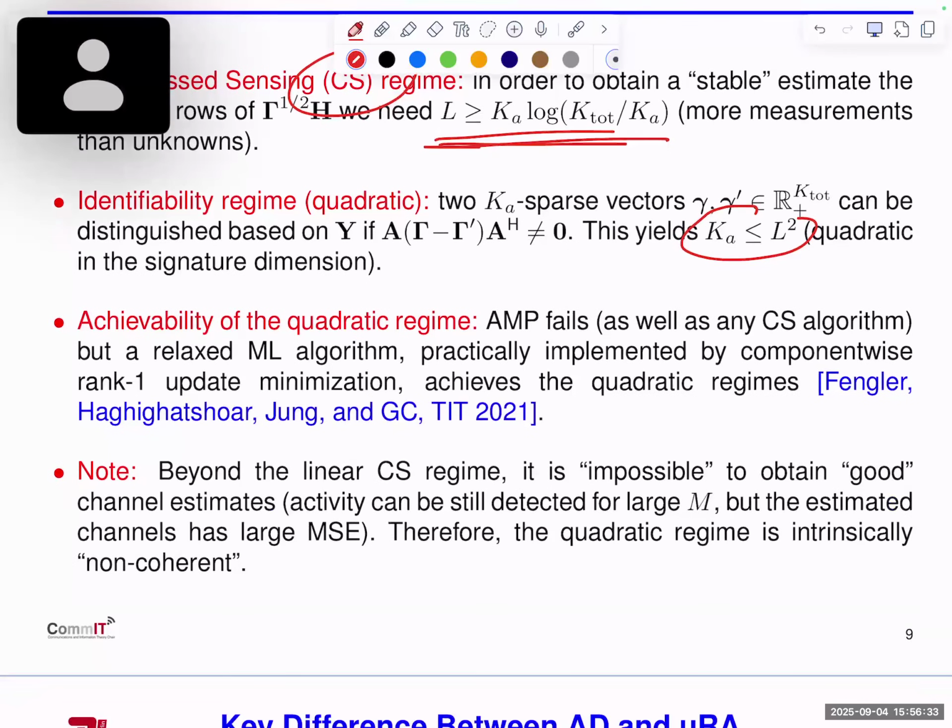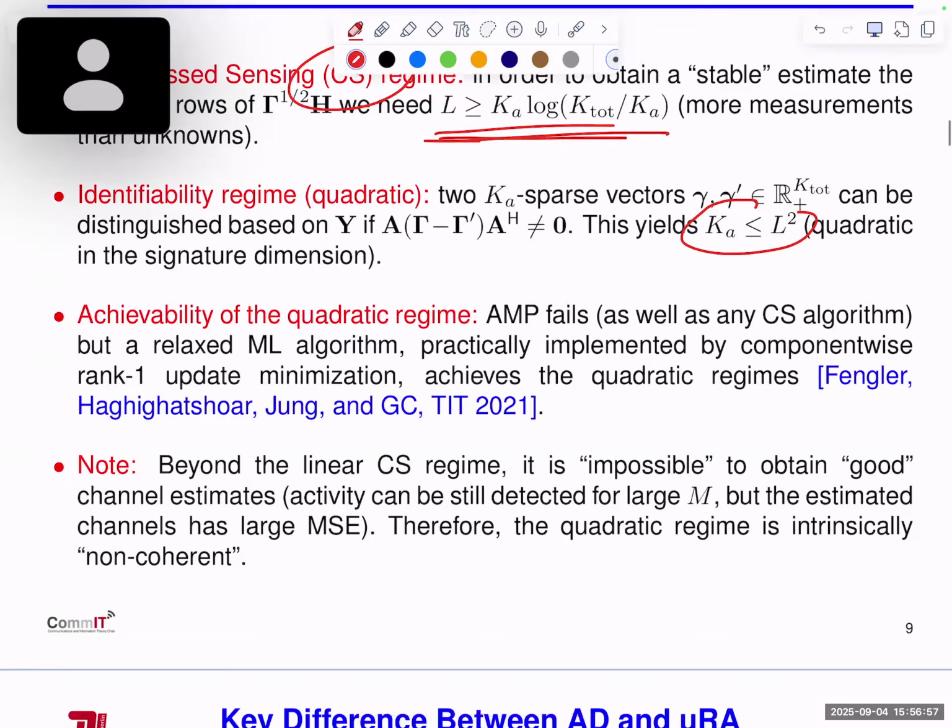And the interesting thing is that in the so-called identifiability regime, again, we get the activity, so we get the active code words, but we cannot get the channels. So this defeats the purpose of being able to be informed immediately with very low delay. So in this talk, we focus on the compressed sensing regime.